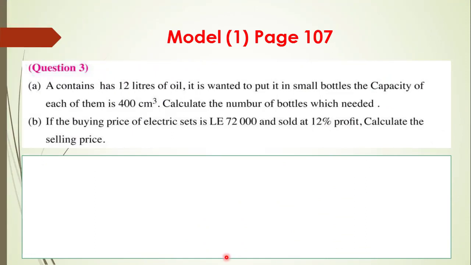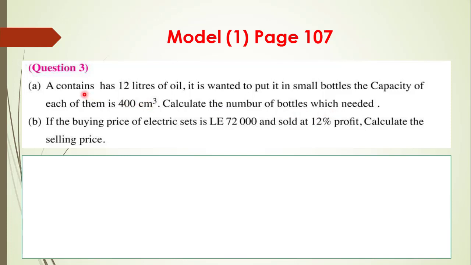Let's move to page 107. We have question number 3, A and B. Let's start with A. A container has 12 liters of oil. It's wanted to put it in small bottles. The capacity of each of them is 400 centimeter cube. Calculate the number of bottles which are needed.